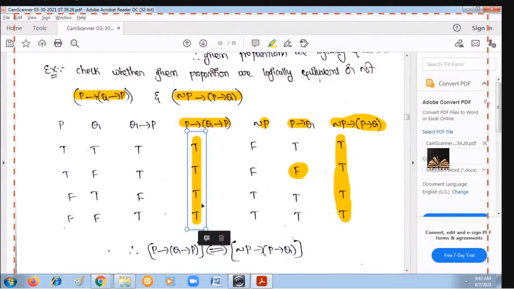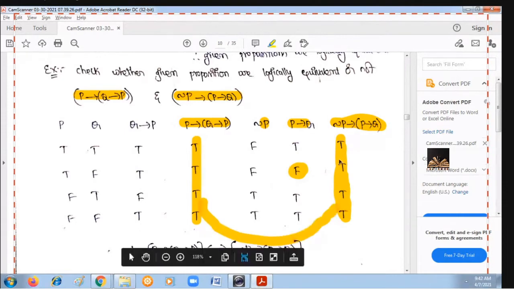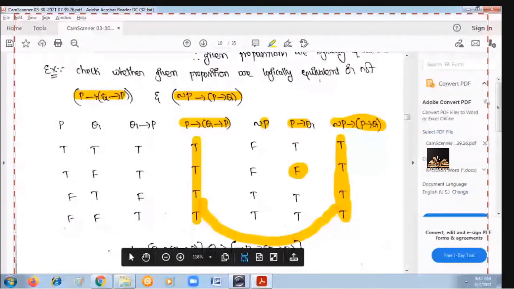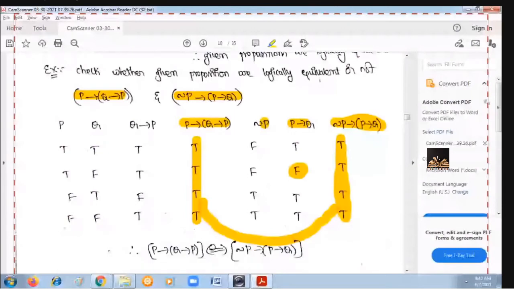When you compare the resultant columns of these two propositions, you can conclude these values are same. T, T, T, T. Here also you got all true values. That means these two are tautologies. So these two are logically equivalent. Clear? So this is the way you can prove that the given compound propositions are logically equivalent by using the truth table method. Is it clear for everyone?